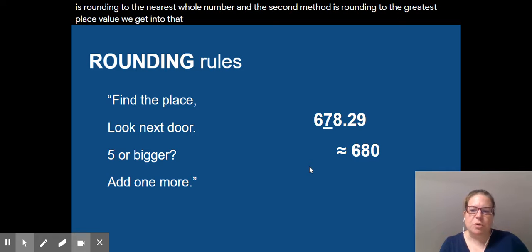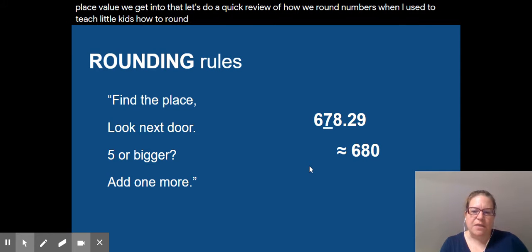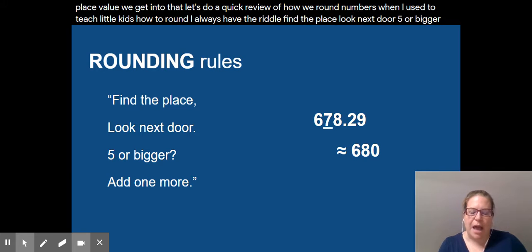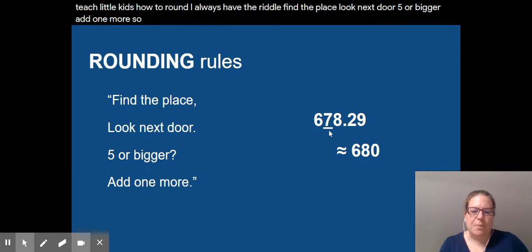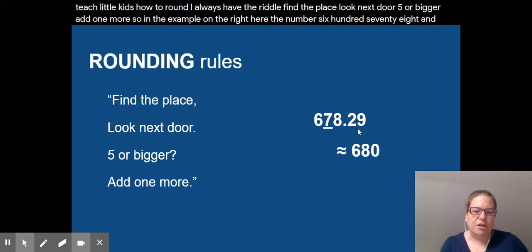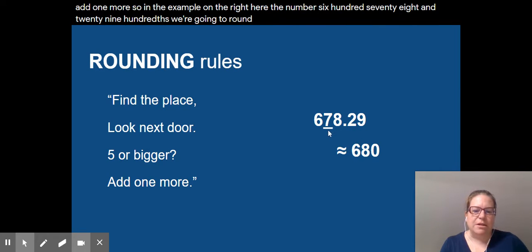Before we get into that, let's do a quick review of how we round numbers. When I used to teach little kids how to round, I always had the riddle, find the place, look next door, 5 or bigger, add 1 more. So in the example on the right here, the number 678 and 29 hundredths, we're going to round this to the nearest tens place, or the nearest 10.